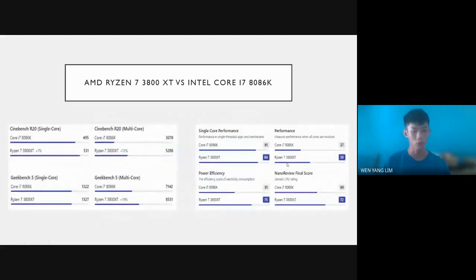Then both tables show the benchmark score and the rating score for both chipsets. Both benchmarks show that the processors have a minor difference in single core performance, but the AMD Ryzen 7 has outrun the Intel Core i7 in multi-core performance, with 72% higher performance in Cinebench R20 and 19% higher performance in Geekbench 5.